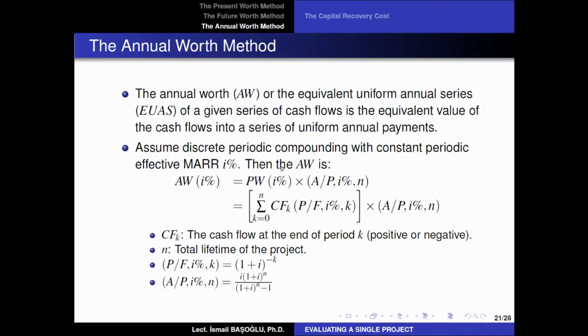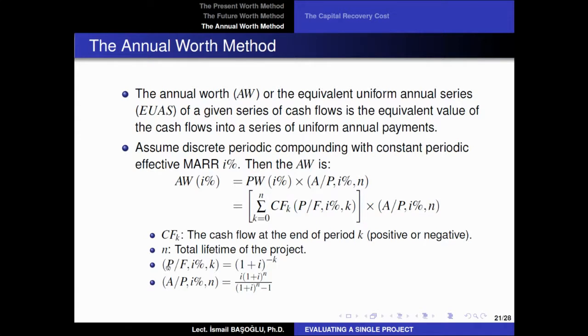It is easy. First, we calculate the present worth. Then we multiply the present worth with the capital recovery factor for n years. We can easily compute the annual worth of everything. Okay? So an approach to calculate the annual worth is this. First, calculate the present worth. After calculating the present worth, multiply the present worth with the capital recovery factor for n periods under i% effective interest rate per period.